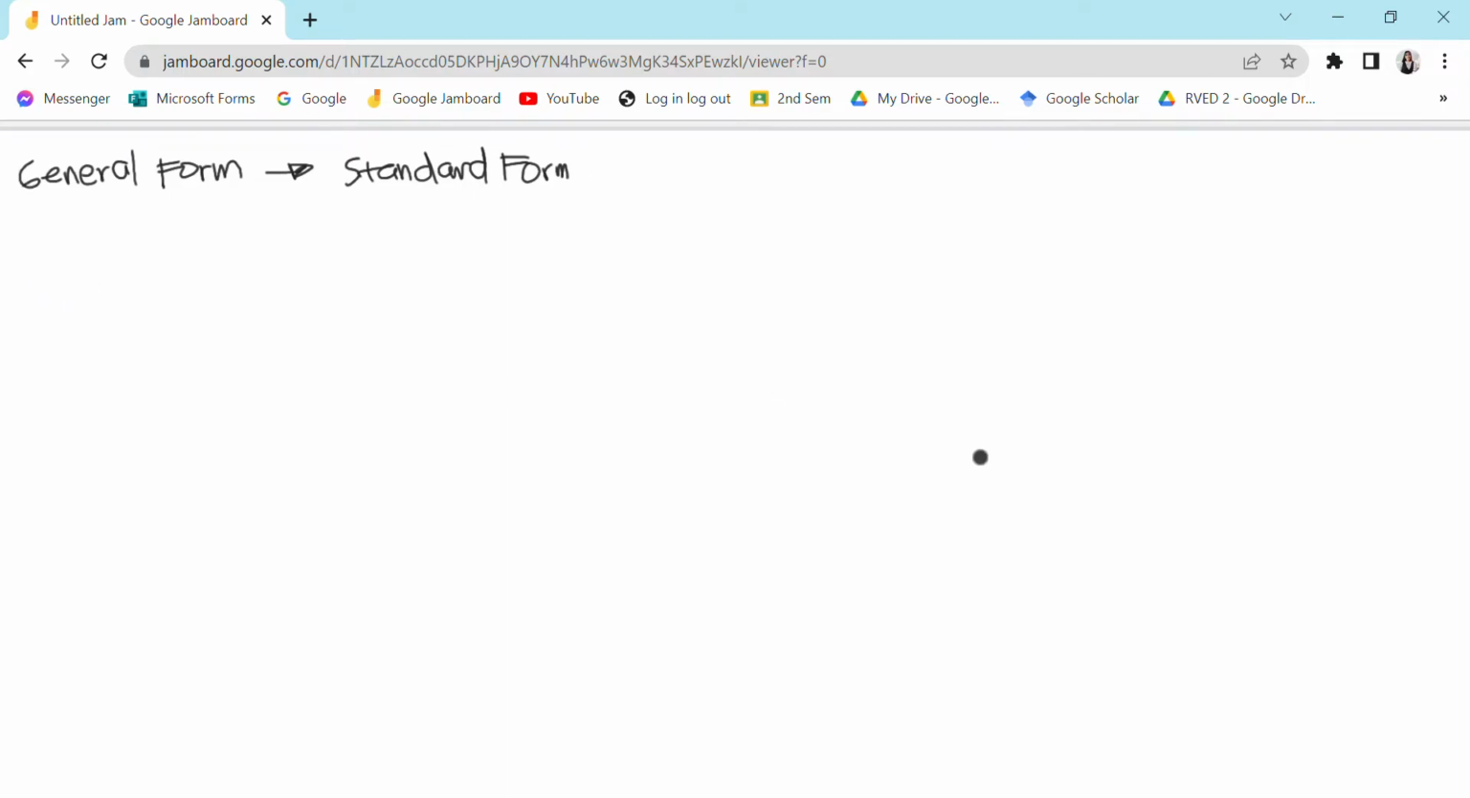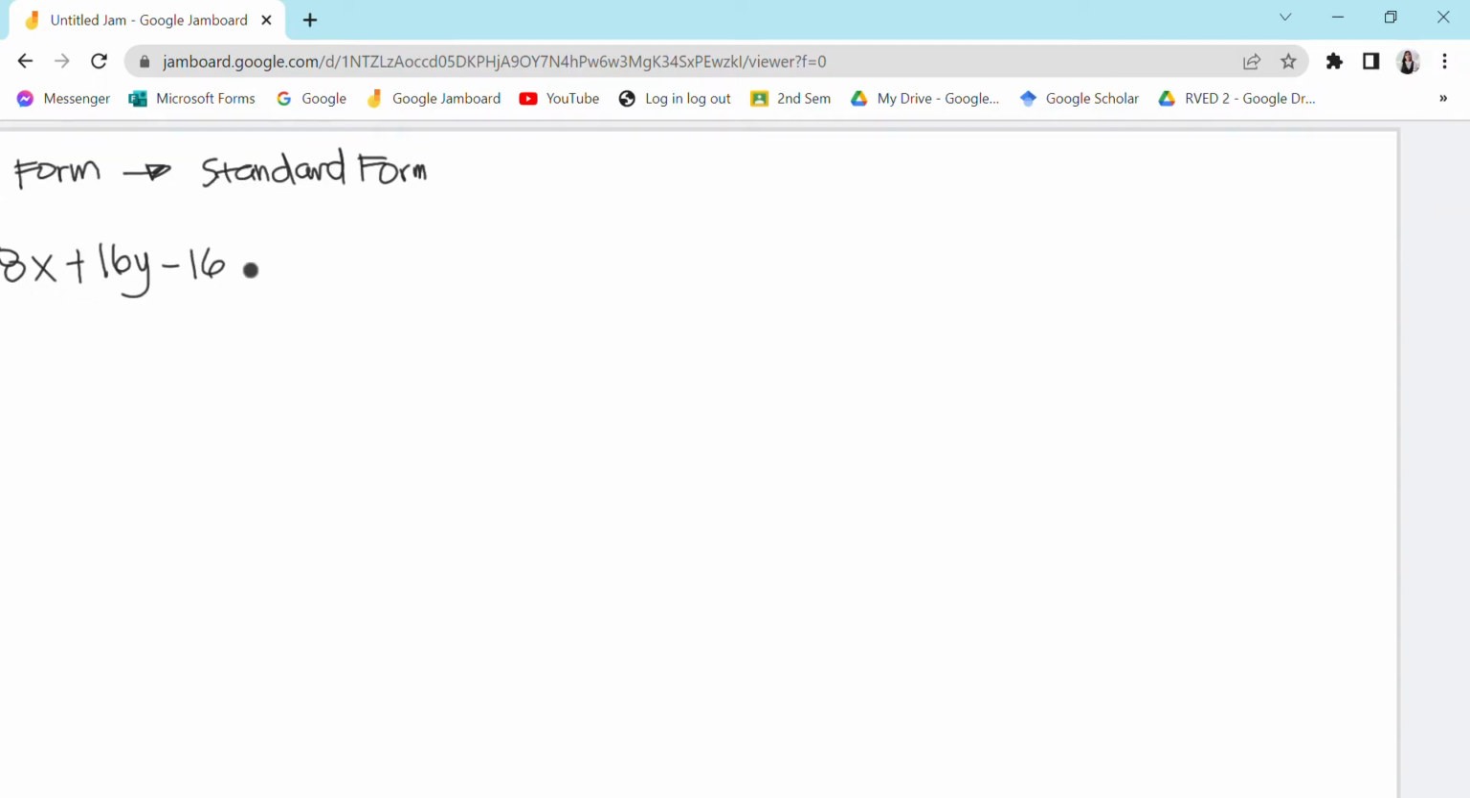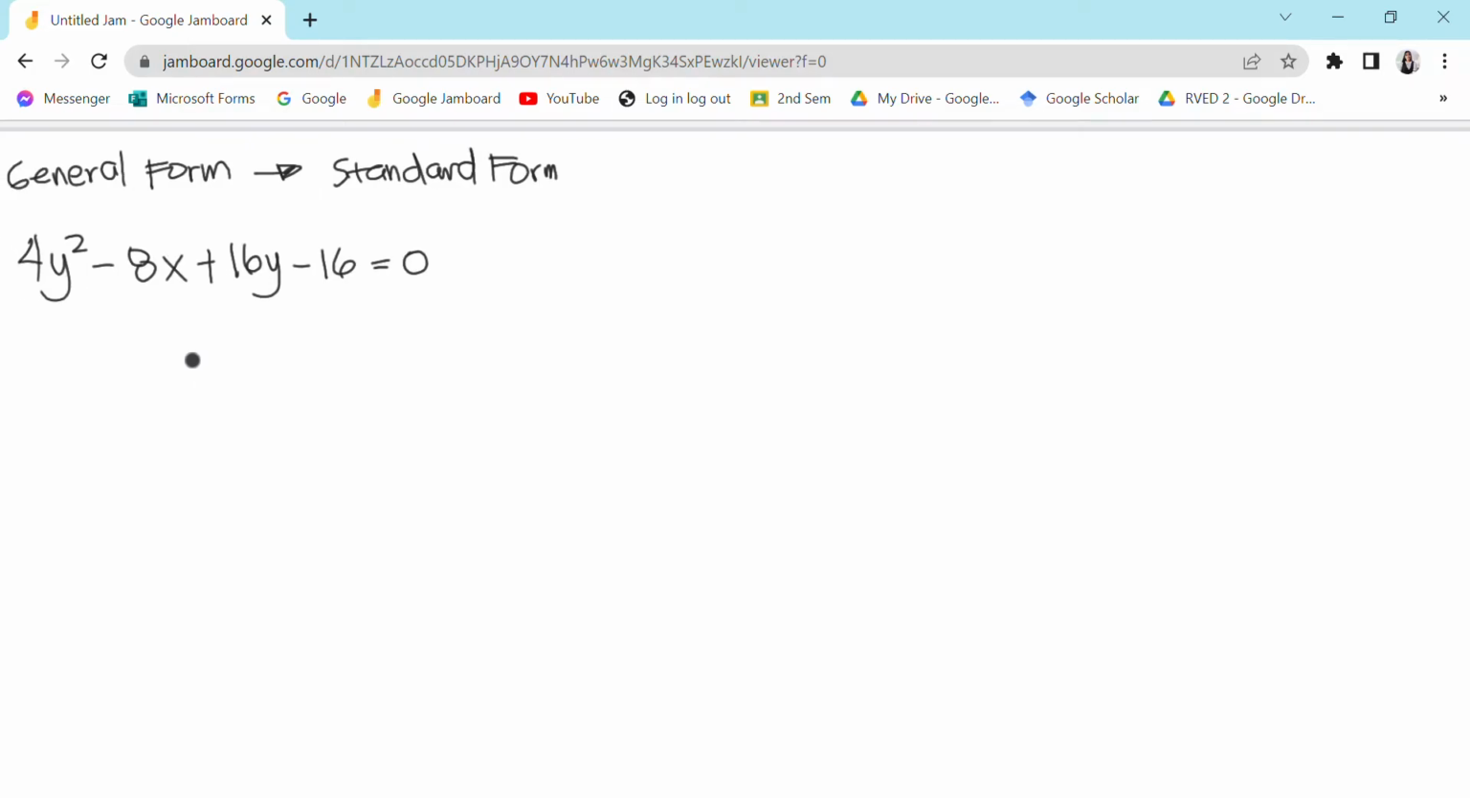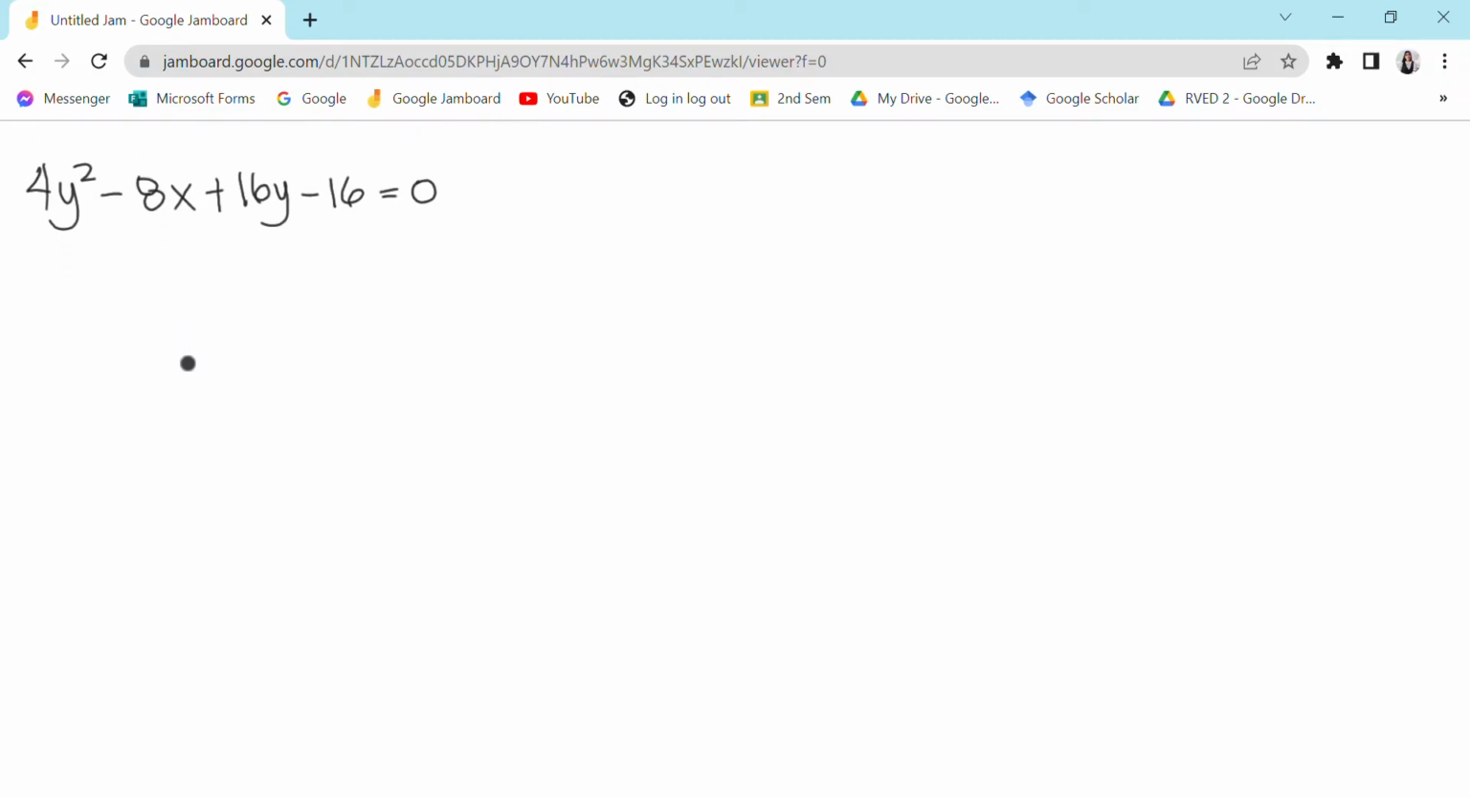For this example, we will rewrite the general form of an equation to its standard form. So let's say our equation is 4y squared minus 8x plus 16y minus 16 equals 0. Okay? Generally, the equation we saw before does not usually have a coefficient in front of the quadratic term. However, in this example, there is a 4 before this term.